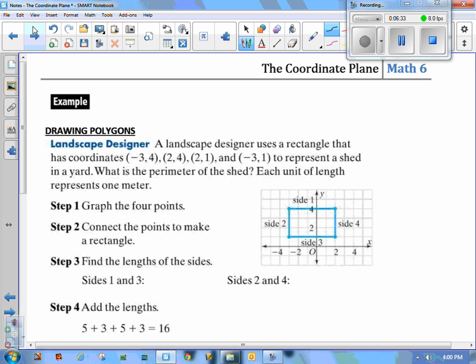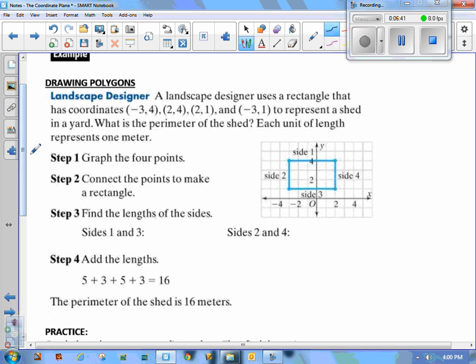Now we're going to talk about drawing polygons on the coordinate plane, because that is what this lesson is entitled. Here they give us a scenario. Say a landscape designer uses a rectangle that has coordinates (-3, 4), (2, 4), (2, 1), and (-3, 1) to represent a shed in a yard. What is the perimeter of the shed?